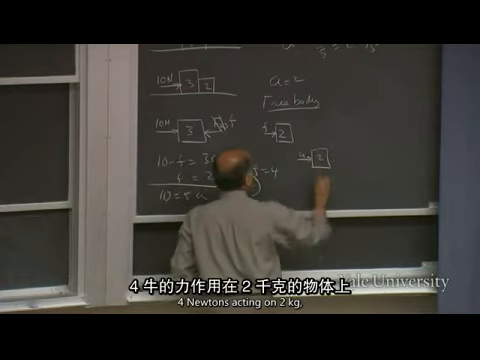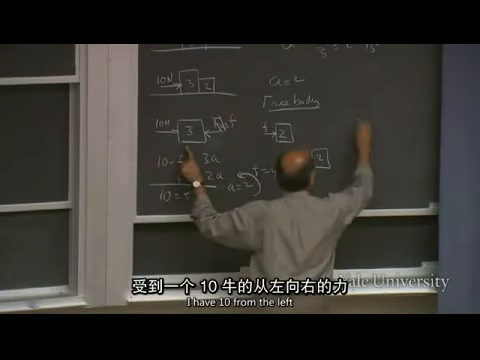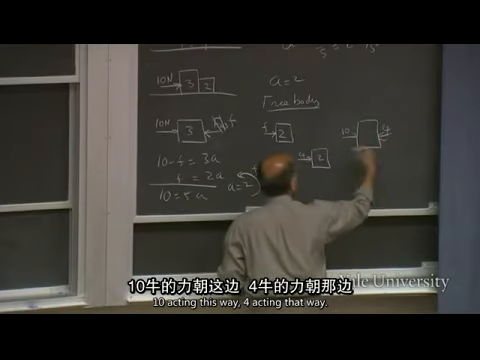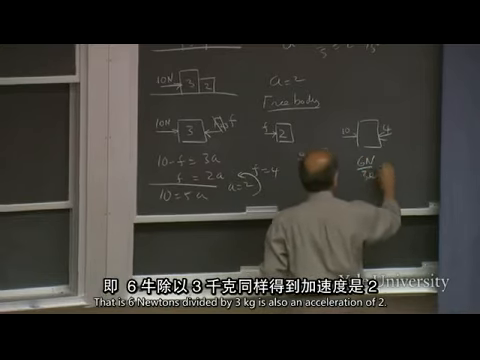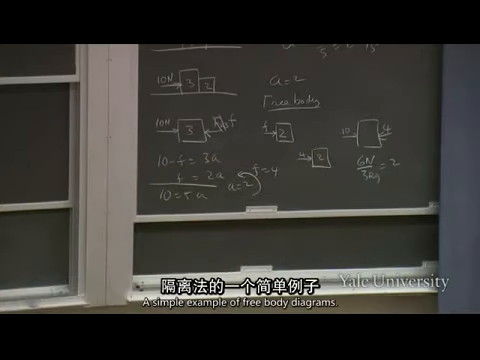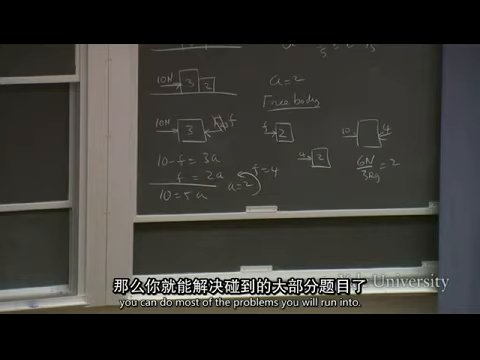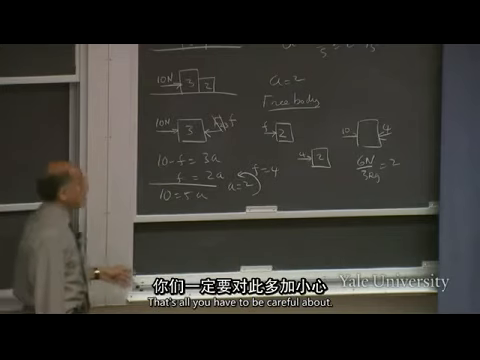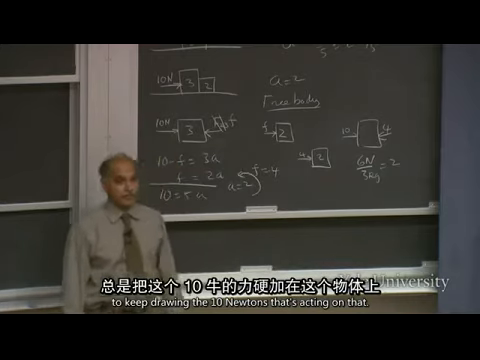4 newtons acting on 2 kilograms gives you an acceleration of 2. On this guy, I have 10 from the left, and I have 10 acting this way, 4 acting that way. That is 6 newtons divided by 3 kilograms, which is also acceleration of 2. This is a simple example of free body diagrams. Very simple. If you can do this, you can do most of the problems you will run into. Just don't add stuff that's not there. That's all you have to be careful about. And the stuff that people tend to add sometimes is to keep drawing the 10 newton as acting on that.